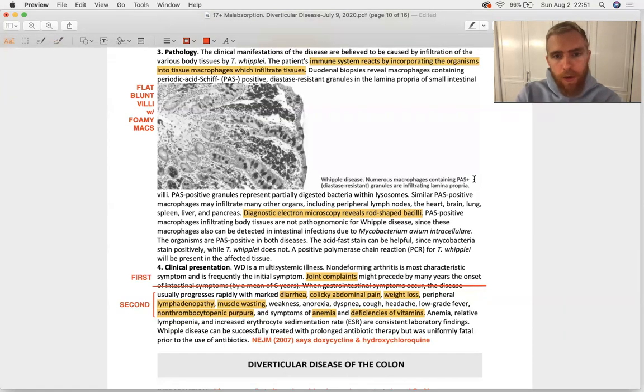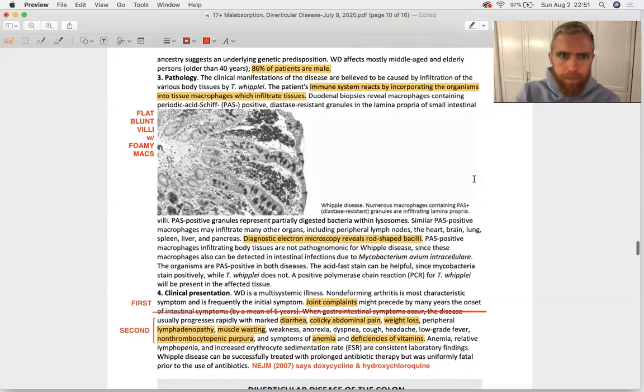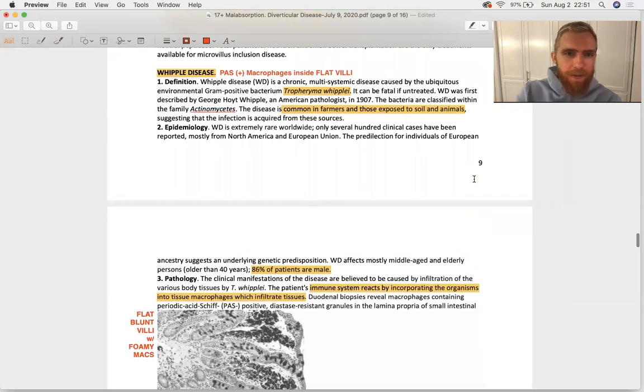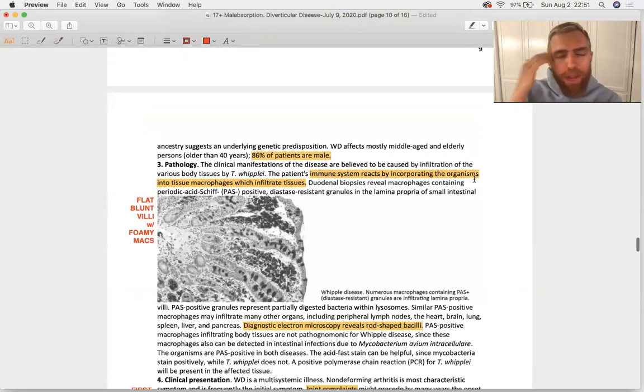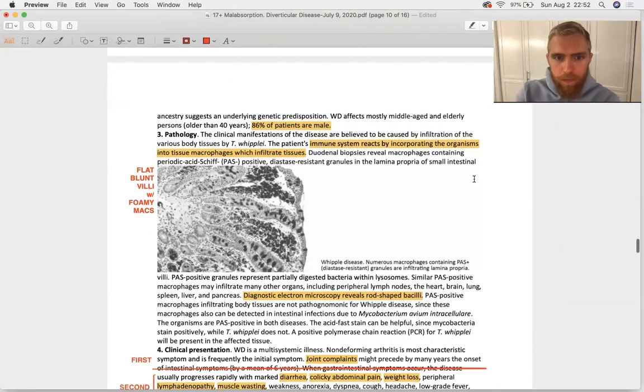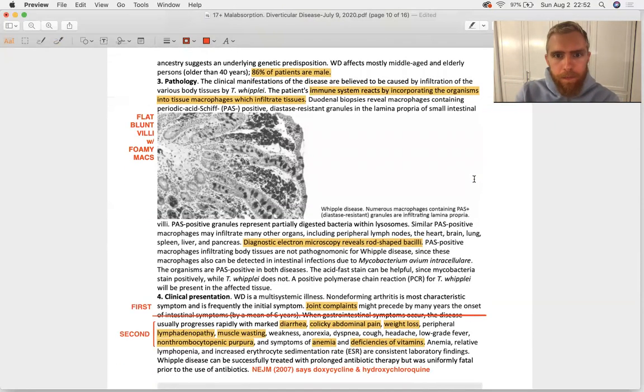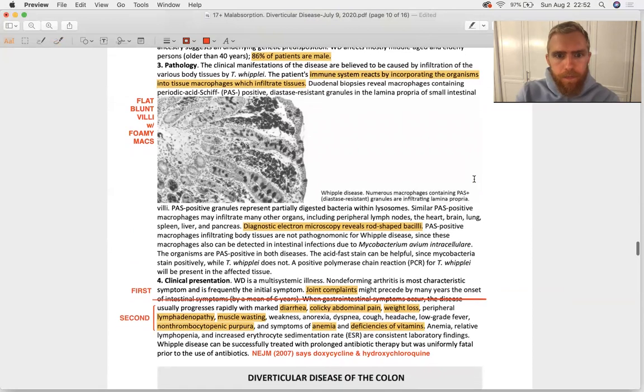And if you look at the gut, you see macrophages filled with these intracellular organisms that will not gram stain. I think I might have, well, yeah, these are gram positive. So they'll gram stain, but not when they're in macrophages. Capiche? So you've got to hit them with the PAS. Electron microscopy is diagnostic.